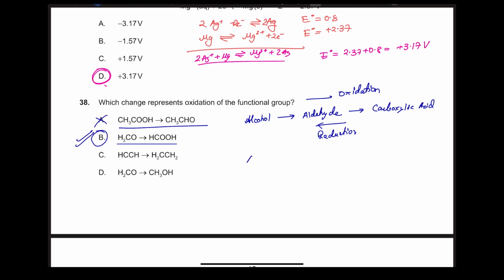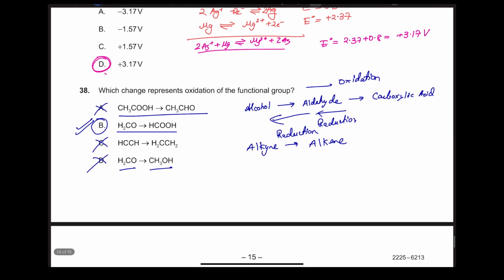This is alkyne, right? Alkyne to alkene. This is addition of hydrogen, sorry. If hydrogen is added, that is reduction. If hydrogen is removed, that is oxidation. This is incorrect. And next one is aldehyde to alcohol. Aldehyde to alcohol obviously is reduction. So D is also incorrect.